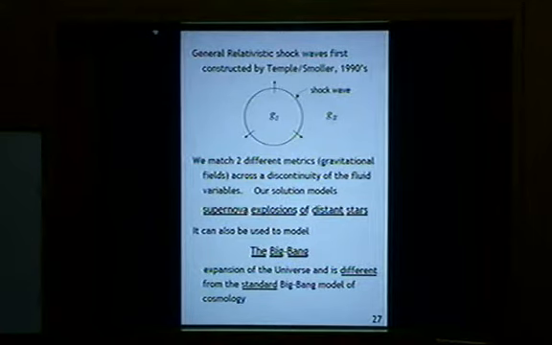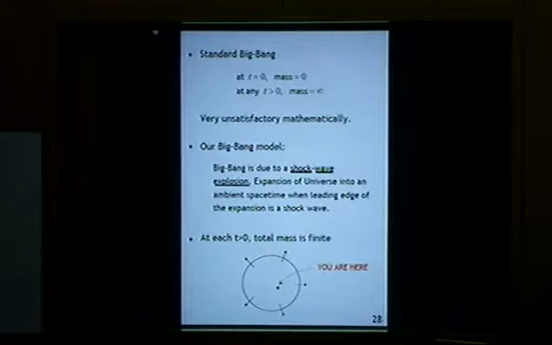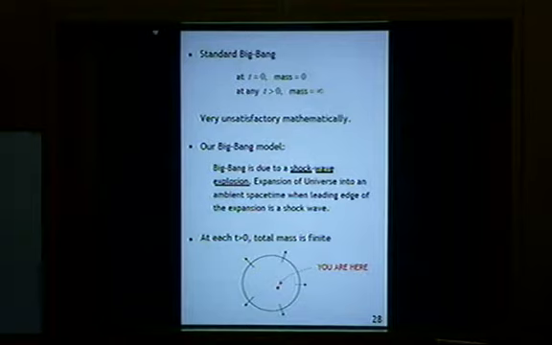That could also be used to model the Big Bang expansion of the universe, and it's different from the standard Big Bang of cosmology. How's it different? Well, in the standard Big Bang, at t equals 0, there's no matter, there's no mass at all. That's before God created the earth, if you like. But for any t bigger than 0, the mass goes to plus infinity. Now, that's very unsatisfactory mathematically. How can anything go from 0 to infinity instantly? I never saw a function that does that.